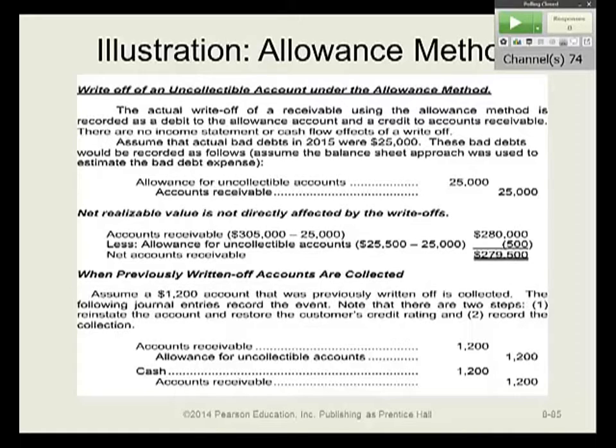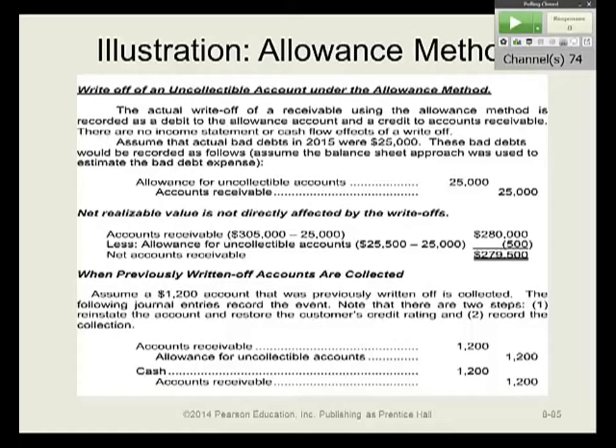So in this case, we're assuming that out of that write-off of $25,000, $1,200 is paid back. So you debit accounts receivable, credit the allowance for that amount, and then you record the collection, like any other collection. So when there's a recovery, there's always going to be two entries that you have to make.